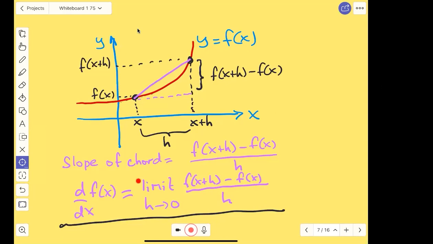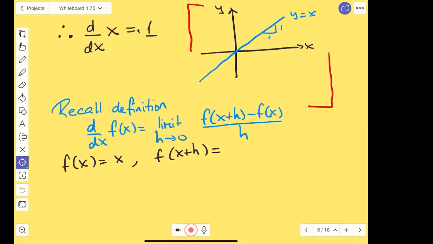So this word limit is really, really important. And all of the things that you may have seen, such as derivatives of x to the n, derivatives of sines, derivatives of logarithms, they are all obtained by thinking about limits. Okay, so this is what we're going to be using, and this is what I'm going to look at in an example on the next slide.